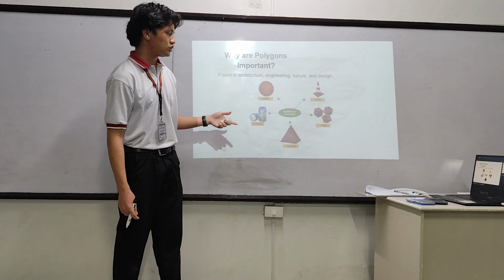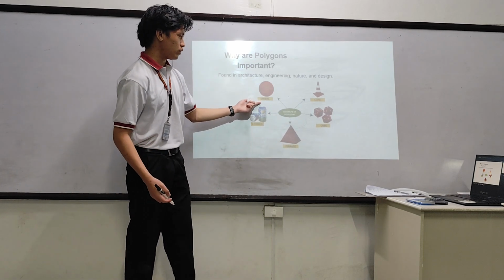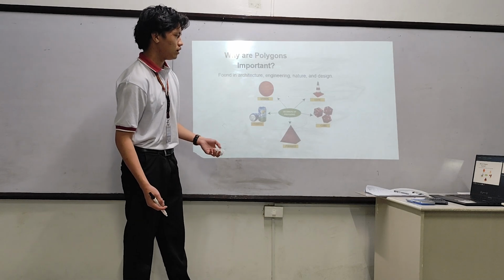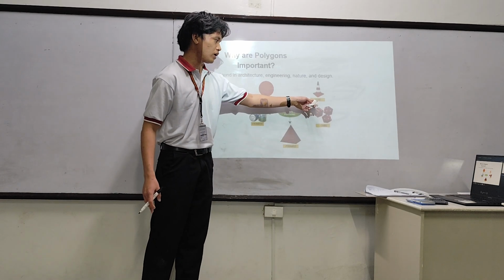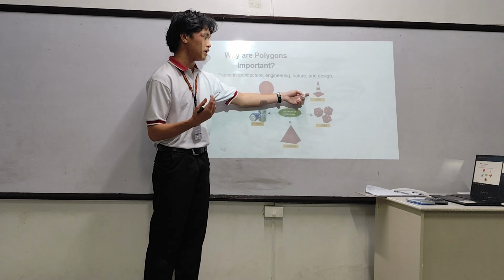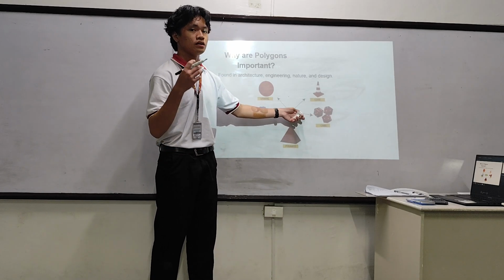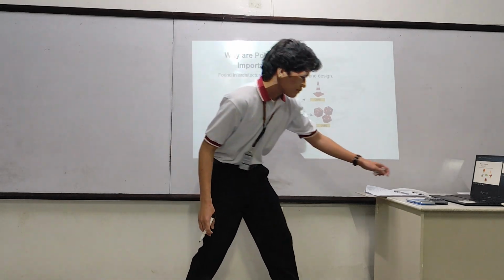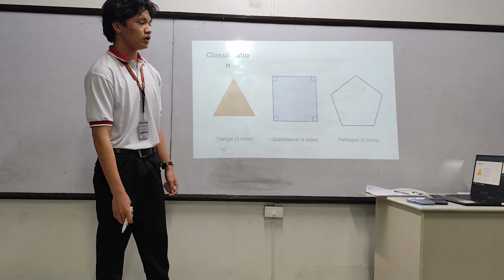Here are the 3D shapes used with polygons. One of the examples is the pyramid, which has a quadrilateral base, and the cube also has quadrilateral faces. A sphere cannot be considered a polygon because it is round. So here are the classifications of polygons.